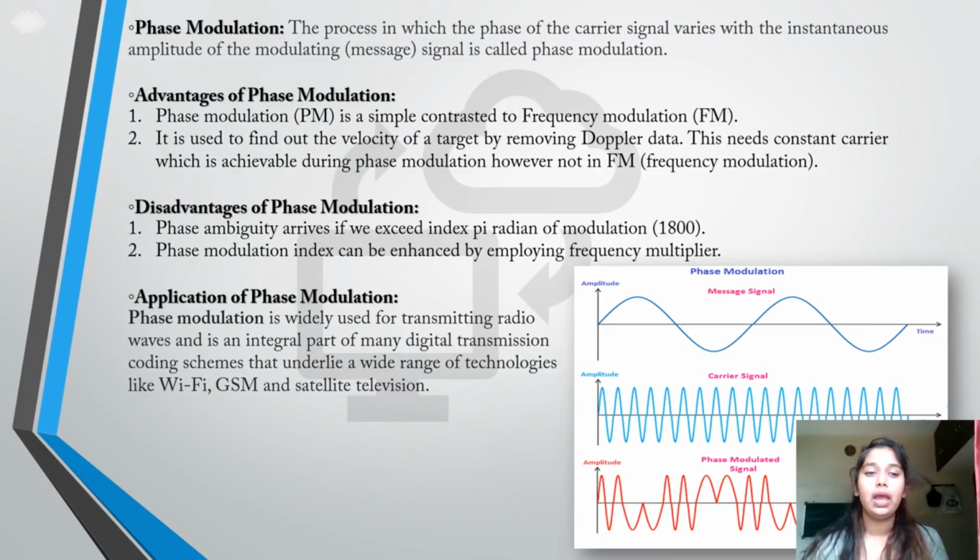Disadvantages of PM. PM errors arise if we exceed an index of pi radian of modulation, and PM index can be enhanced by employing a frequency multiplier. Application of PM. PM is widely used for transmitting radio waves and it is an integral part of many digital transmission coding schemes that underlie a wide range of technologies like Wi-Fi, GSM, and satellite televisions.